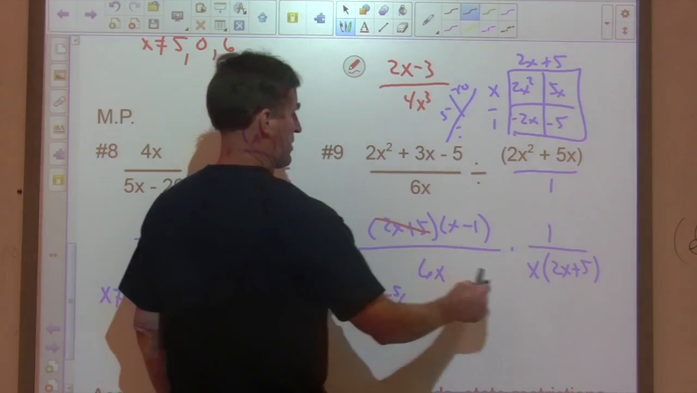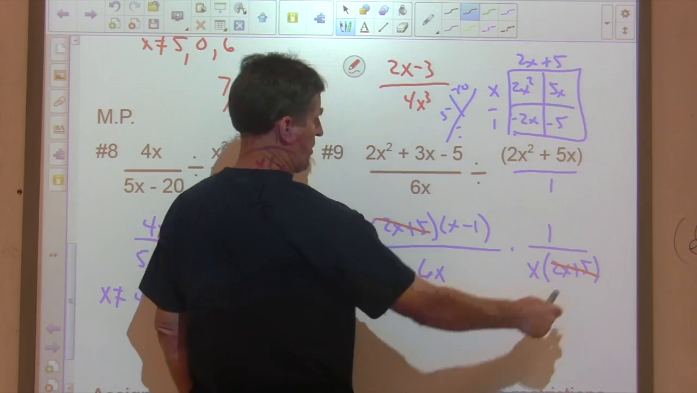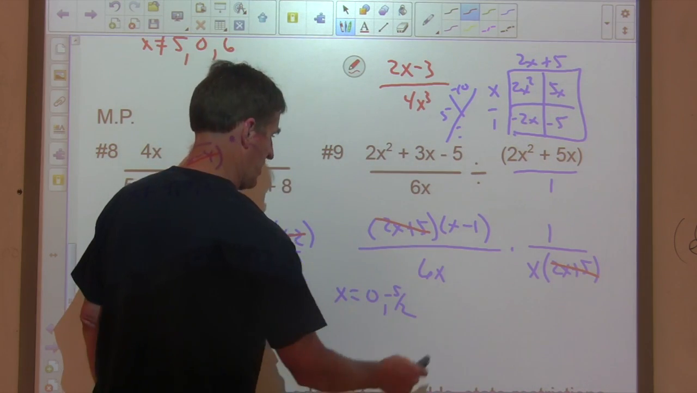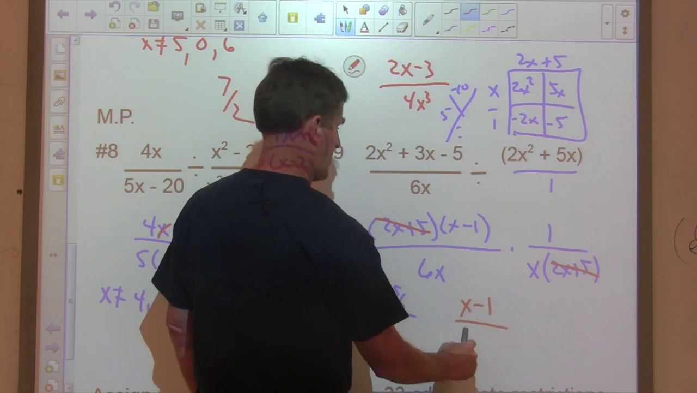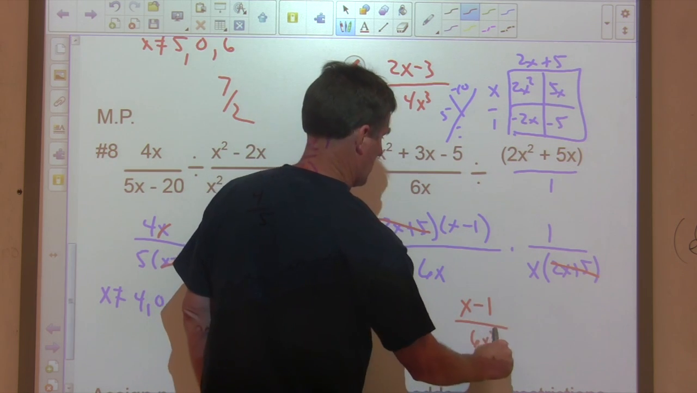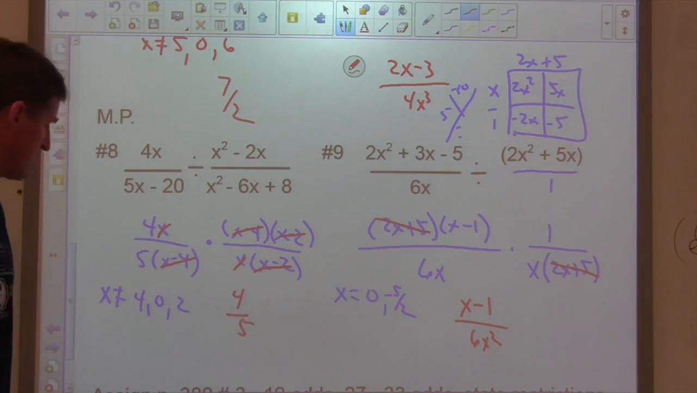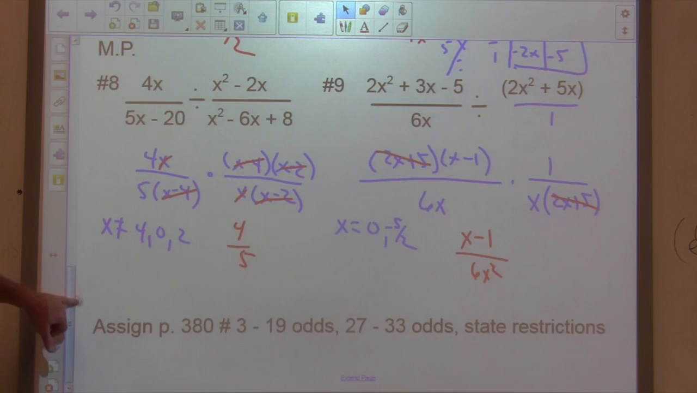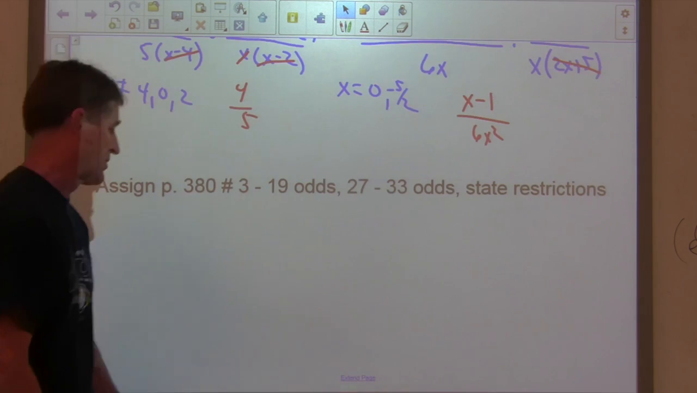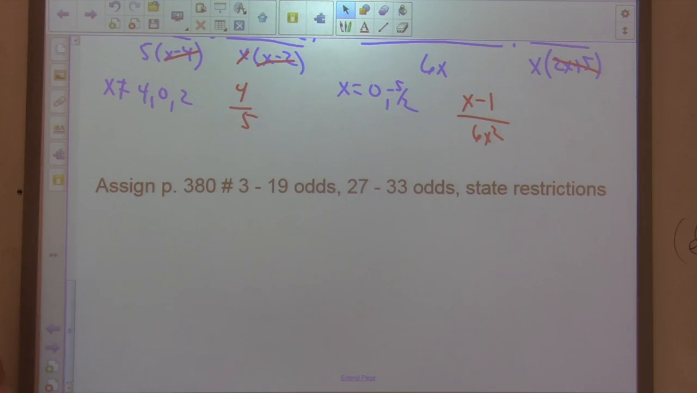Cancel, I've got a 2x plus 5. I have an x minus 1, no x minus 1s, a 1. And so I'm left with x minus 1 on top. And then 6x times x would be 6x squared on the bottom. So hopefully that makes sense. We're putting together our work with polynomials with work with fractions that you should know.